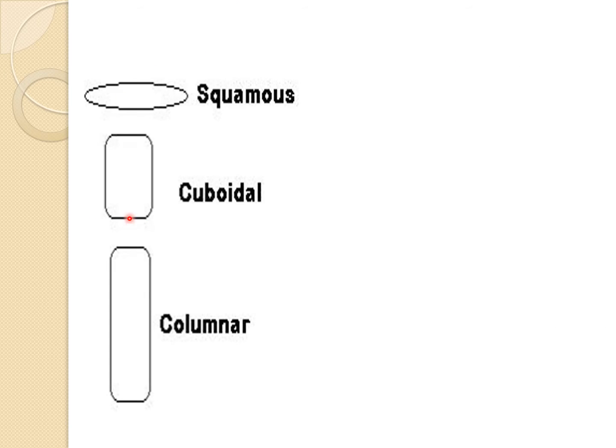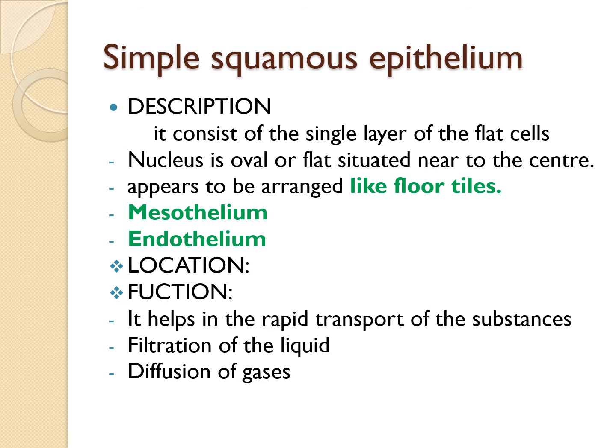The second one is cuboidal in shape. These are the simple cuboidal epithelium. Here the height is more than the breadth. These ones are the simple columnar. Now, description of the simple squamous epithelium.